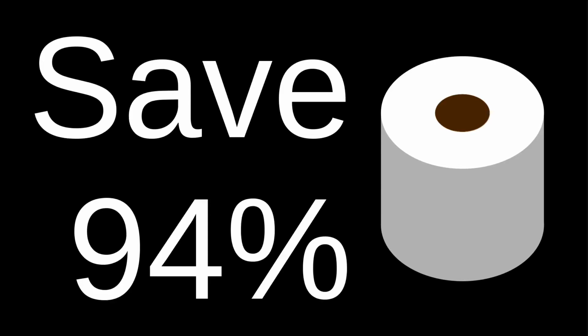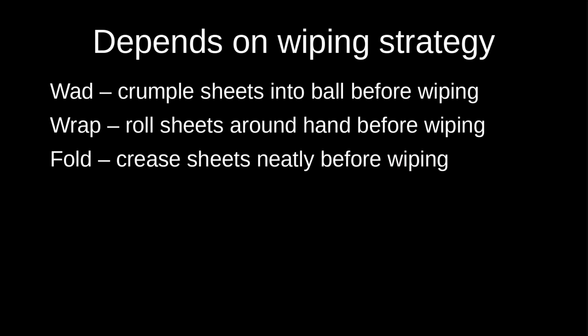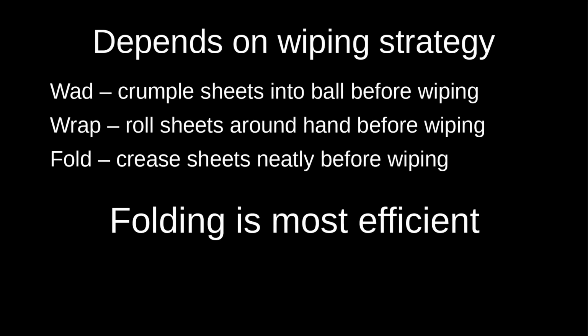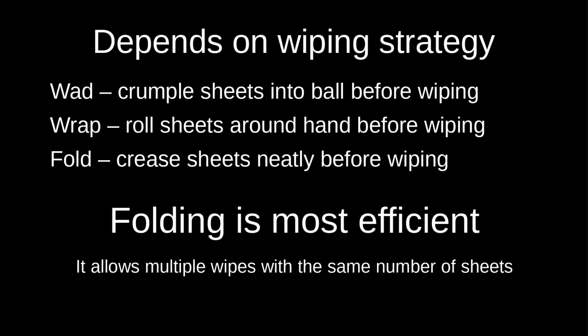Today we're going to be looking at how you can save up to 94% on toilet paper. This depends entirely on your current wiping strategy. You can wad the toilet paper into a ball and wipe one time. You can wrap the sheets around your hand and wipe one time. Or you can fold the sheets neatly before and after wiping and receive multiple wipes per fold. This is the most efficient strategy because it allows multiple wipes with the same number of sheets.